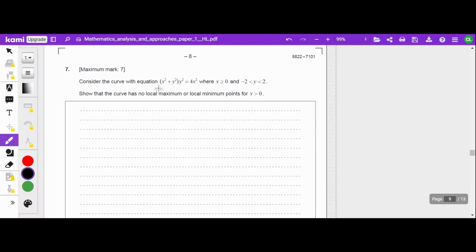Consider the curve equation (x² + y²)y² = 4x², where x ≥ 0 and −2 < y < 2. Show that the curve has no local maximum or local minimum points for x > 0.